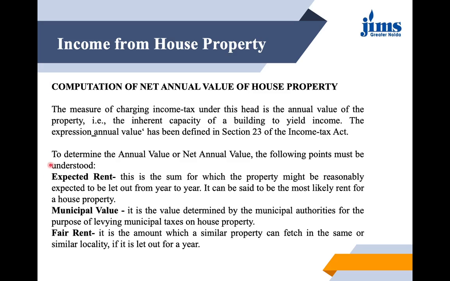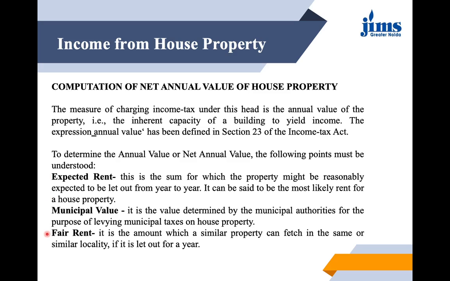First is expected rent. Expected rent is the sum for which the property might reasonably be expected to be let out from year to year. So it can be said to be the most likely rent for that particular house property. Then comes municipal value. It is the value which is determined by the municipal authorities for the purpose of levying the municipal taxes on that particular house property.